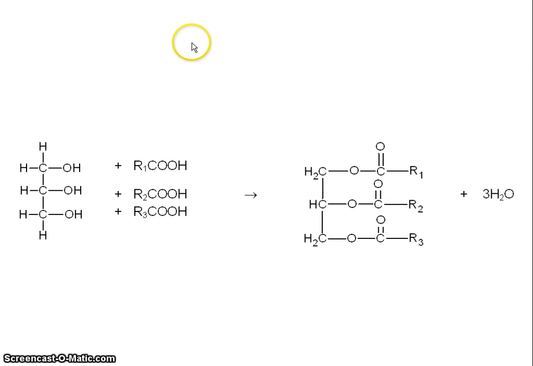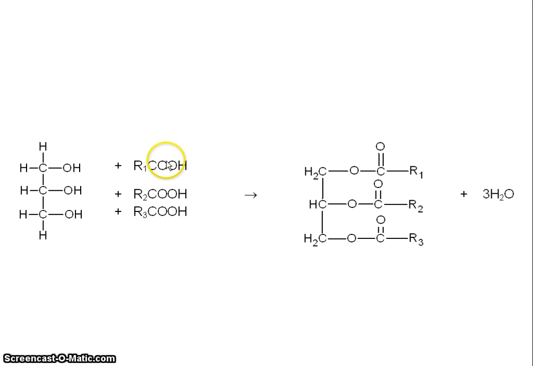So here we can see we've got glycerol, the propane-1,2,3-triol, and 3 different fatty acids. These are R1, R2, and R3. Now remember, R can be like 20 carbons long. In the case of stearic acid, it is 18 carbons long, right?